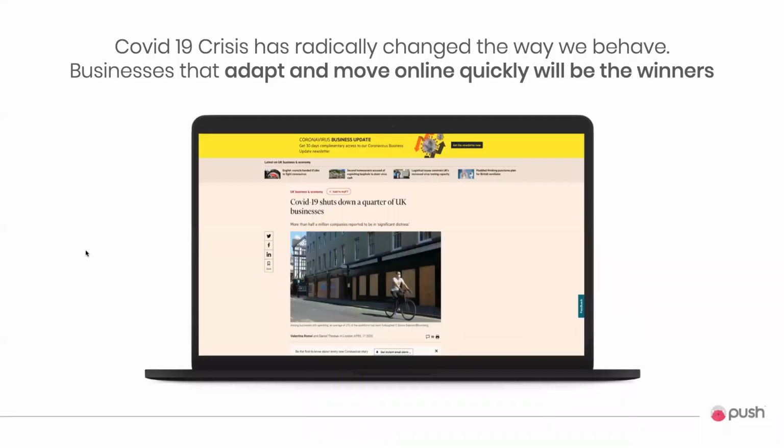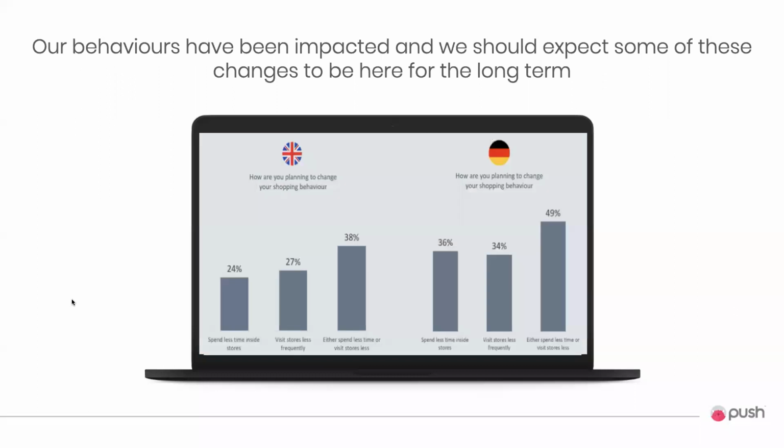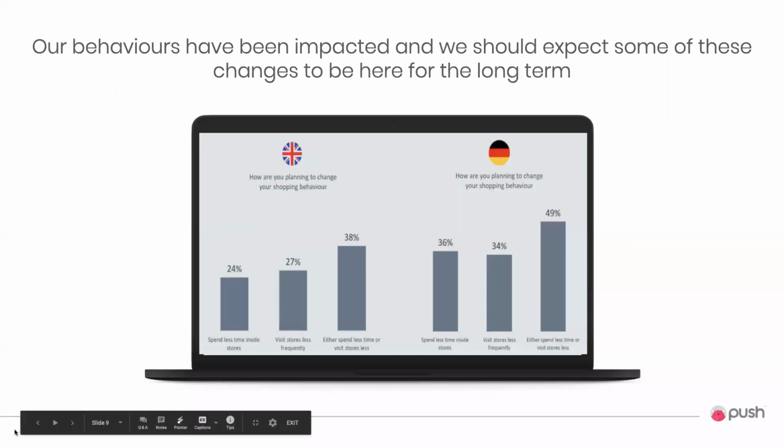The crisis has really changed the way that we behave. And what we have seen time and time again is that businesses that adapt and move online quickly will be the winners. And you look at businesses over the years, places like Toys R Us. Now, there's lots of reasons why Toys R Us did not last in the UK. However, if they had a better digital strategy, you can assure yourself that they would have lasted a lot longer. And we see it time and time again that businesses are very, very slow when it comes to moving online.